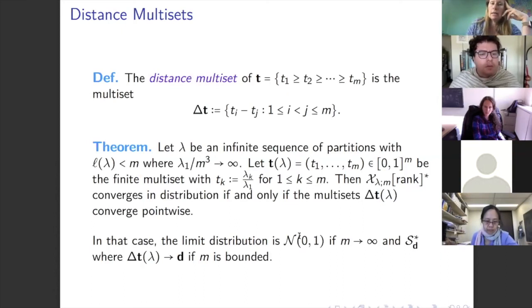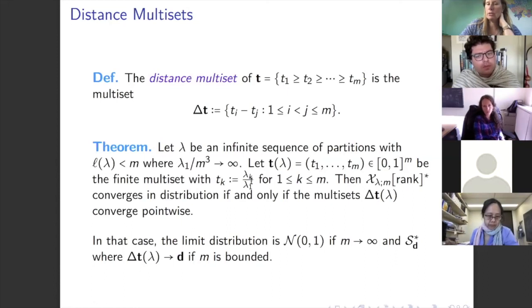They're going to be indexed by sequences of partitions where the first row grows a lot faster than the value m, the bound on the variables that we're using. So as long as lambda 1 over m cubed goes to infinity, we construct a sequence t1 through tm by just taking the fractions lambda k over lambda 1. So just divide all the parts of lambda by the largest one. So we get a bunch of numbers between 1 and 0 decreasing.